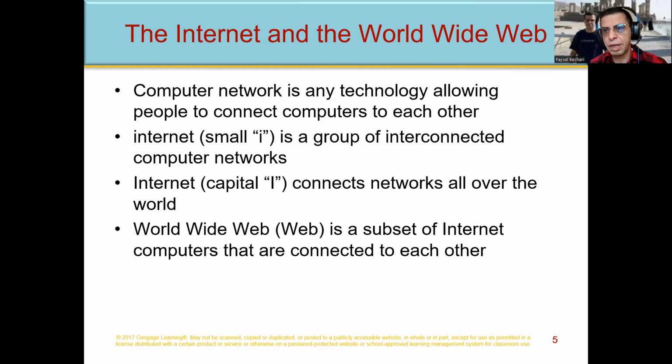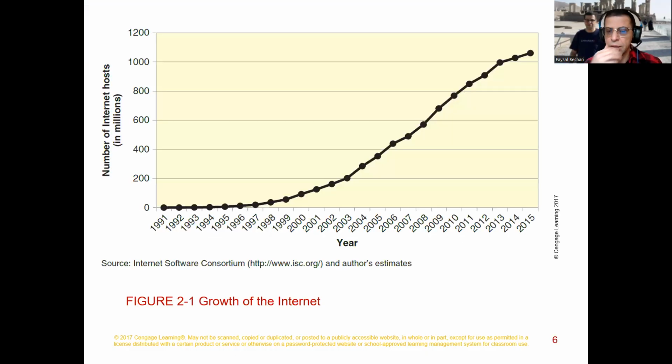And we will see in the database and data center why we need such an internet. There is the World Wide Web, which is a subset of the big I Internet, computers that are connected to each other, with hubs in Japan and the USA. Now, as we see, the number of internet hosts has increased extremely high and keeps growing.